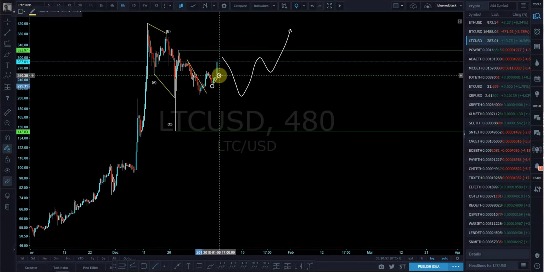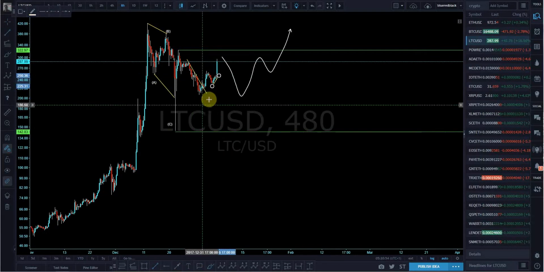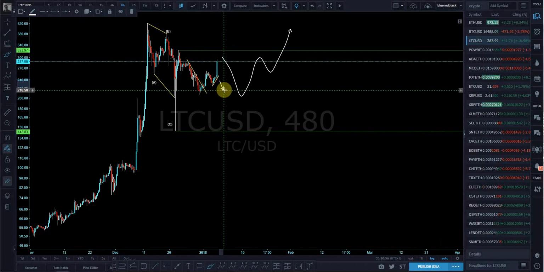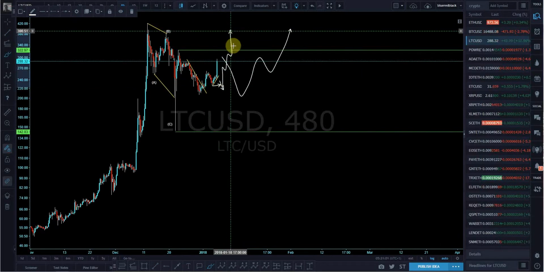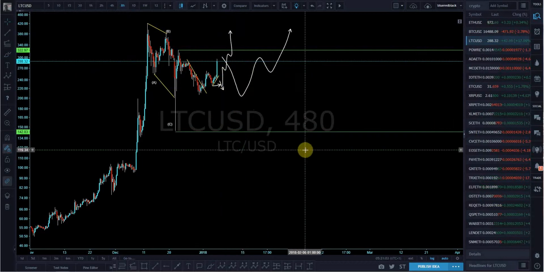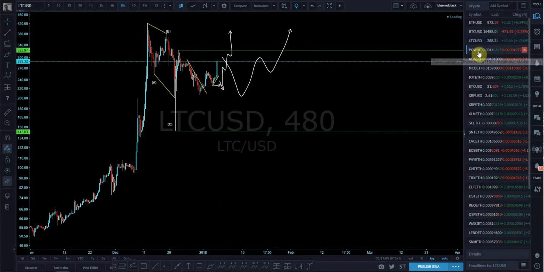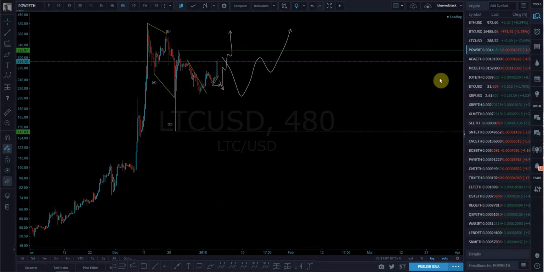Something like this, when I see that, I think we're going to have at least one more move down like that to break this bottom before going back up. But sometimes it doesn't happen like that, which is okay. We'll go through some of the alts real quick. I'll try not to have this video too long, but it might end up being kind of long.